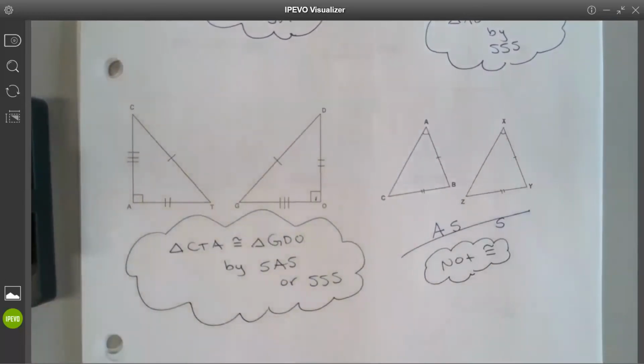I didn't want to be too aggressive with my geometry notes. For high school. Hey, it's like as.